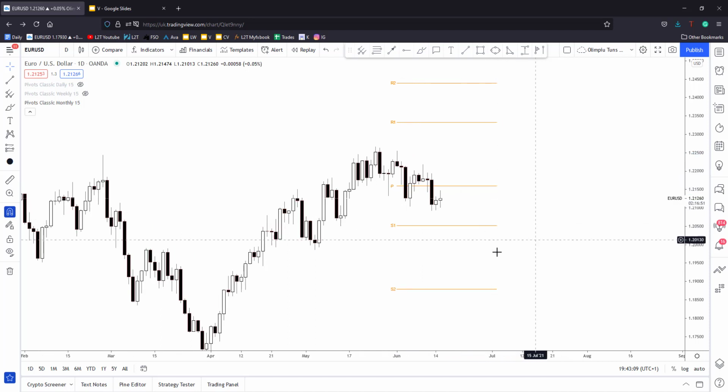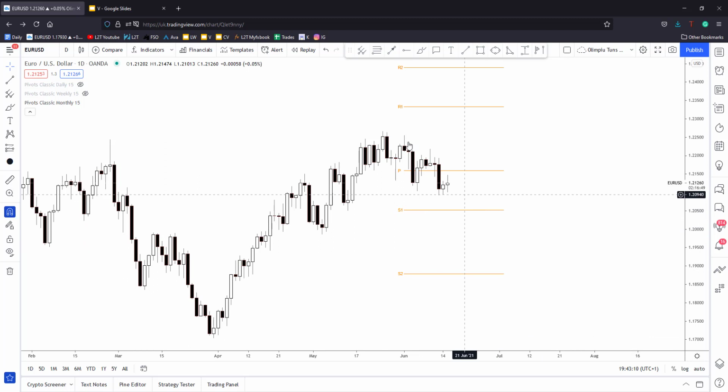So in theory, when the price is below the pivot point, the bias is bearish, or registering a valid breakdown below the pivot point represents a bearish signal.